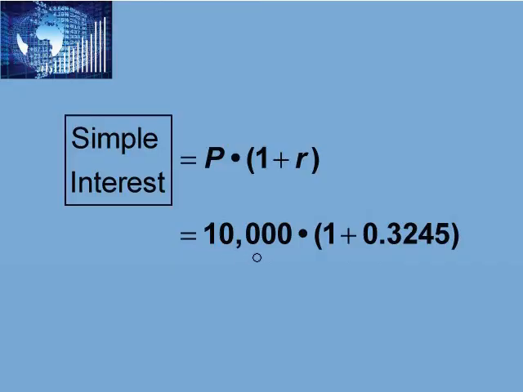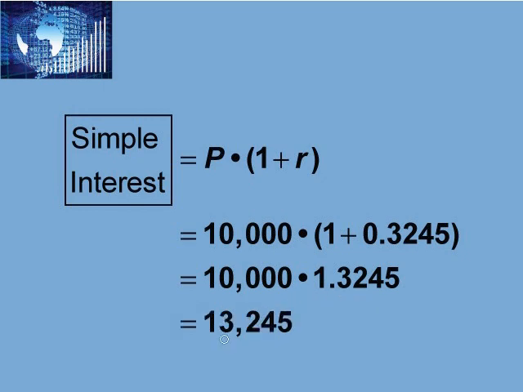Here is the principal investment, $10,000. Here is the interest rate written as a decimal. We get 10,000 times 1.3245. The result is $13,245. This is the value of the stock price after 1 year. Let's look at a final example.